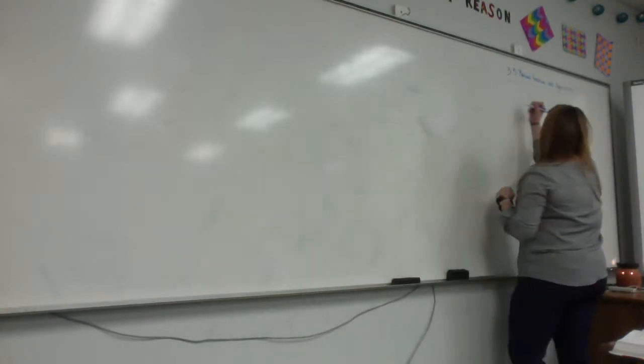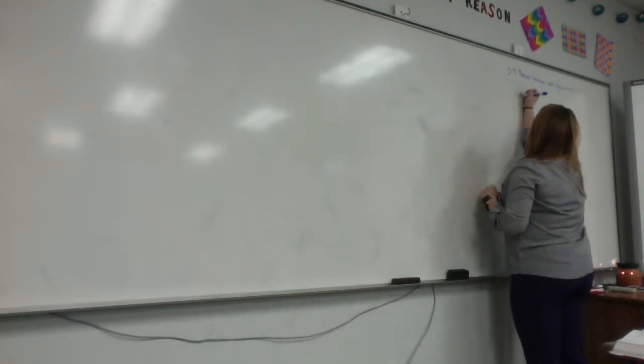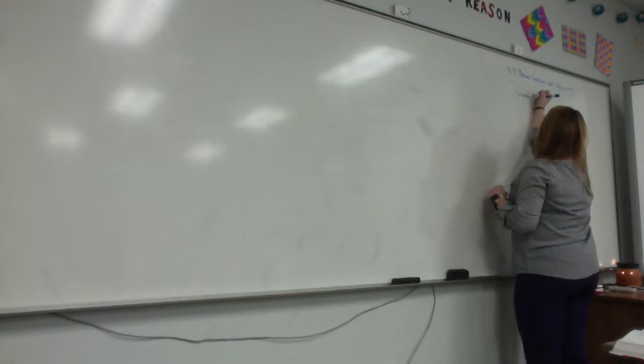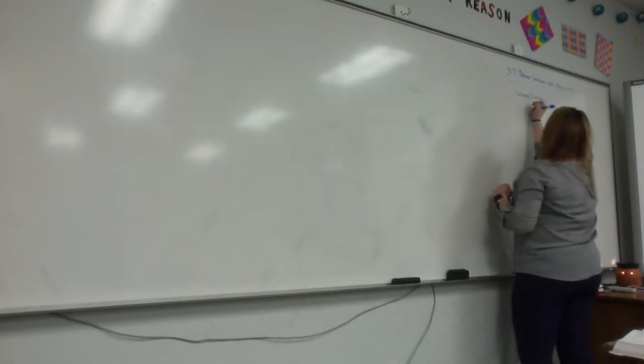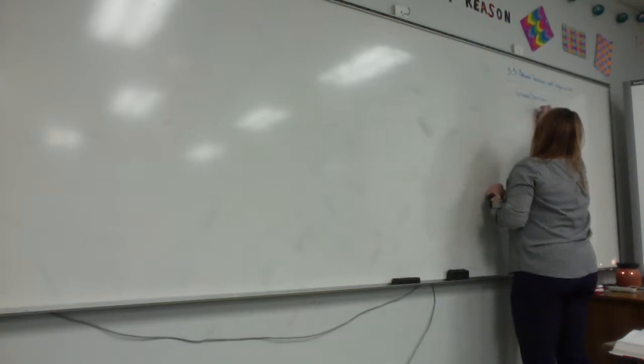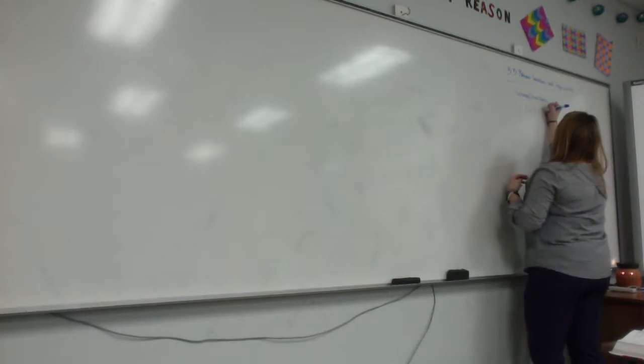Rational functions and asymptotes. A rational function can be written in this form: f of x equals the numerator of x over the denominator of x. So we're talking about finding asymptotes of fractions, basically. Okay.